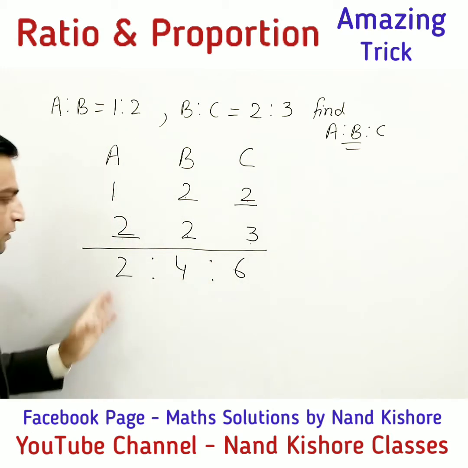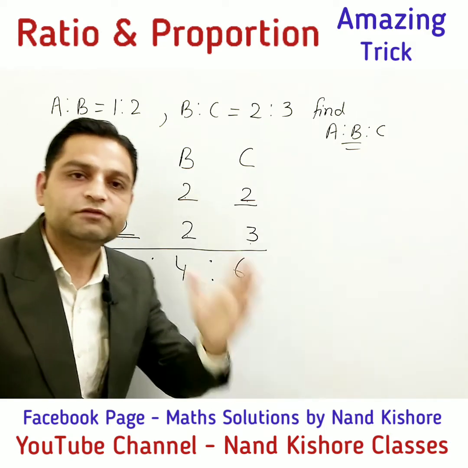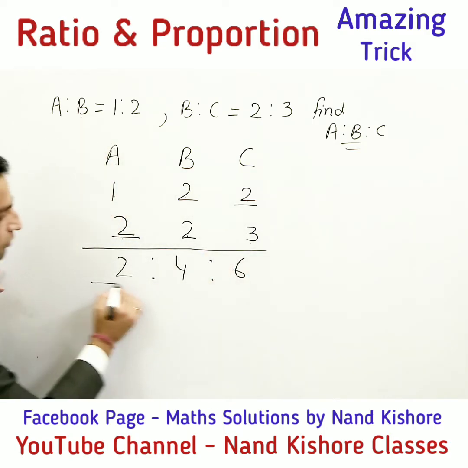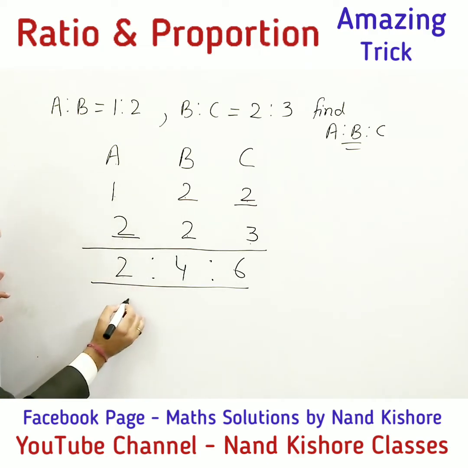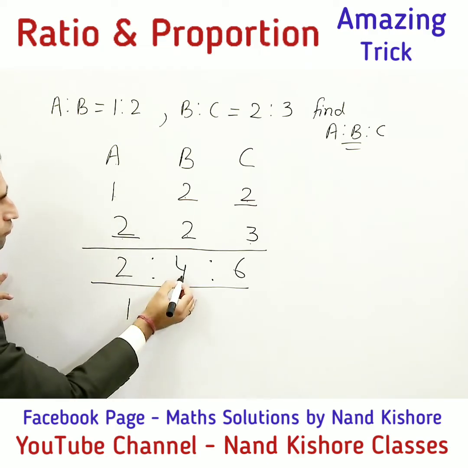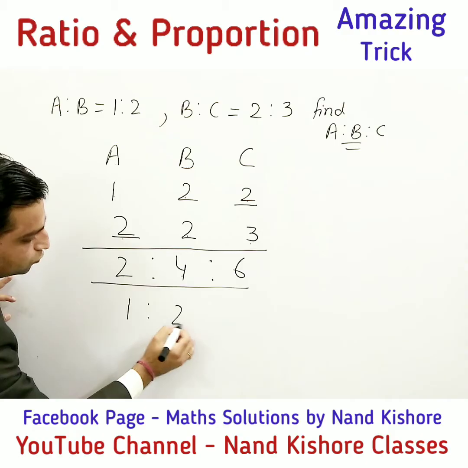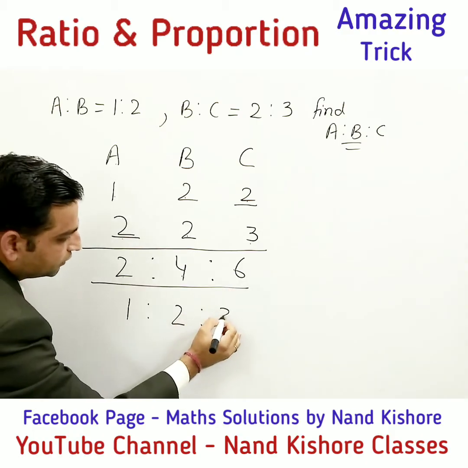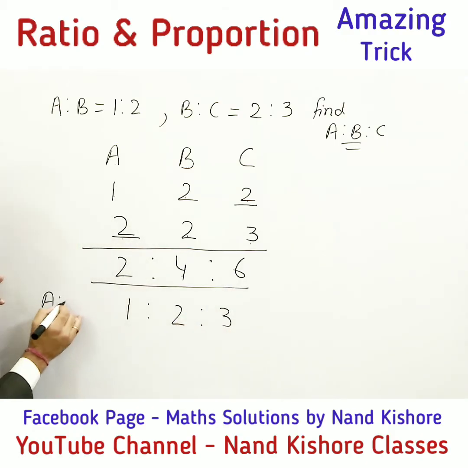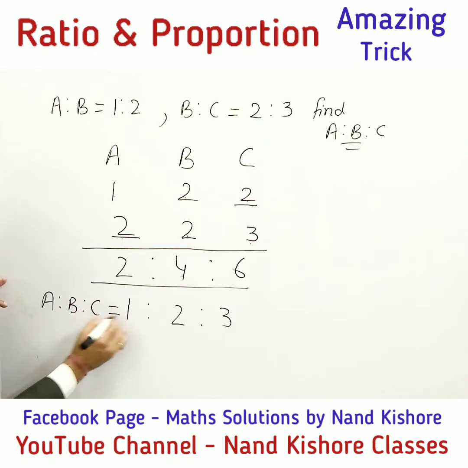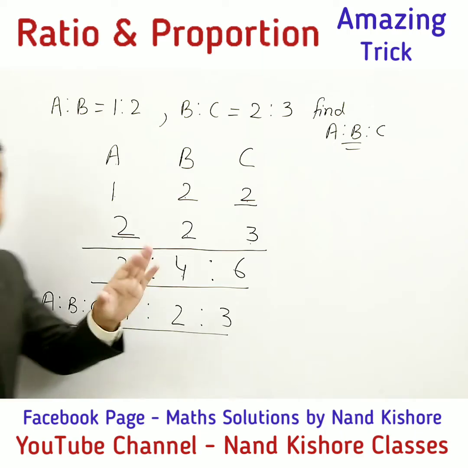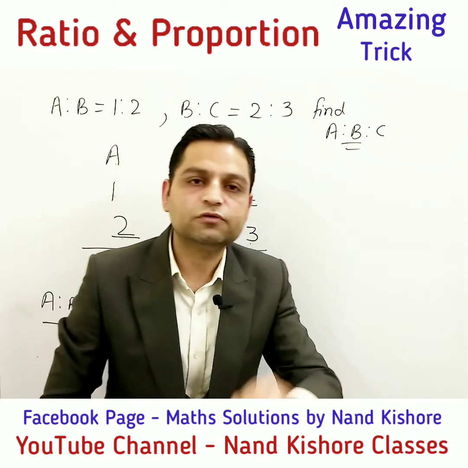2:4:6. But these numbers are still divisible by 2, so divide them by 2. 2 divided by 2 is 1, 4 divided by 2 is 2, and 6 divided by 2 is 3. So the final answer for A ratio B ratio C is 1:2:3. I hope you are clear with the concept. Let's move to the next question.